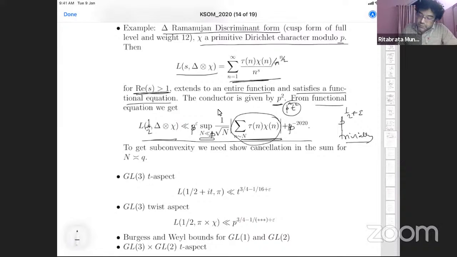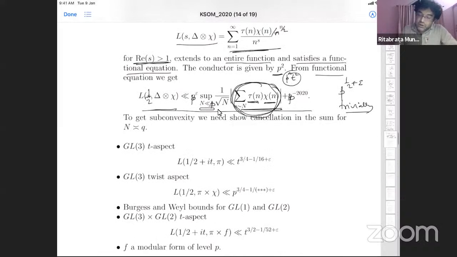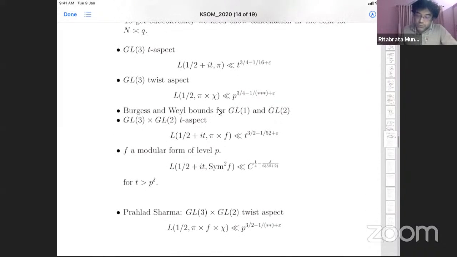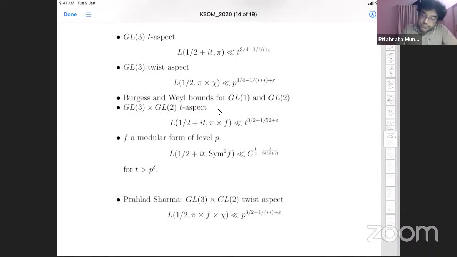Right? So if you want to get a subconvexity bound for this L function, what you have to do is show that there is some cancellation in this sum. Okay? And that you can expect because the chi n's are oscillating and the tau n's are also oscillating. Since tau n's are coming from a GL2 source and chi n's are periodic and coming from a GL1 source, they should not be correlated. Okay, so in most subconvexity problems, you can reduce the problem to computing correlation of this type. And using this idea, I could prove the T aspect subconvexity for GL3 forms.